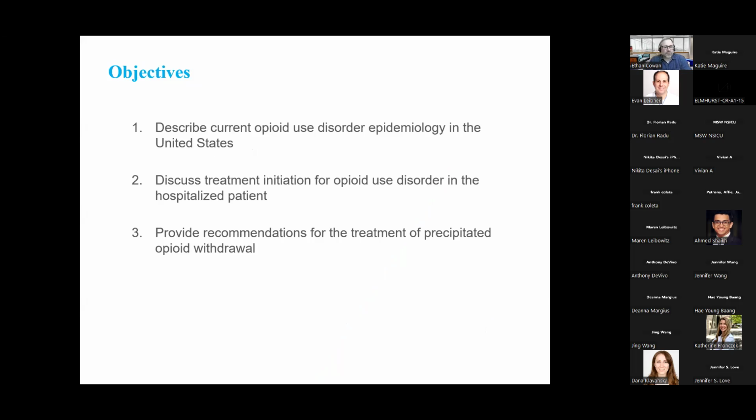So these are the three objectives for today. Describe the epidemiology of the opioid epidemic in the United States. And I actually am going to spend a little bit of time on this just because it helps lay out the importance of this topic and why we're talking about treatment initiation in the hospitalized setting and not necessarily in the outpatient setting.